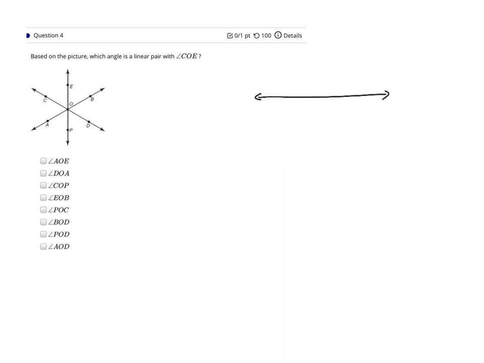Now, the first thing we need to talk about is that when you have a line, if you look at the number of degrees that make up that angle, if you were to call a line an angle, it would be called a straight angle. There's 180 degrees in a straight line. We know that because if you go all the way around, there would have to be 360 degrees, so you divide that by 2, and that gives you 180.